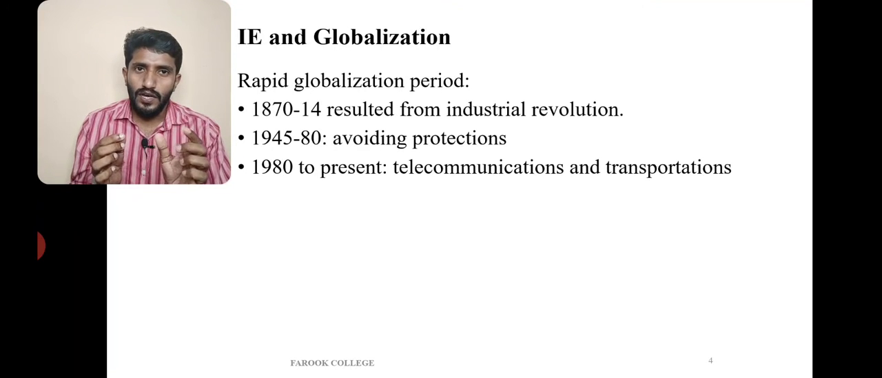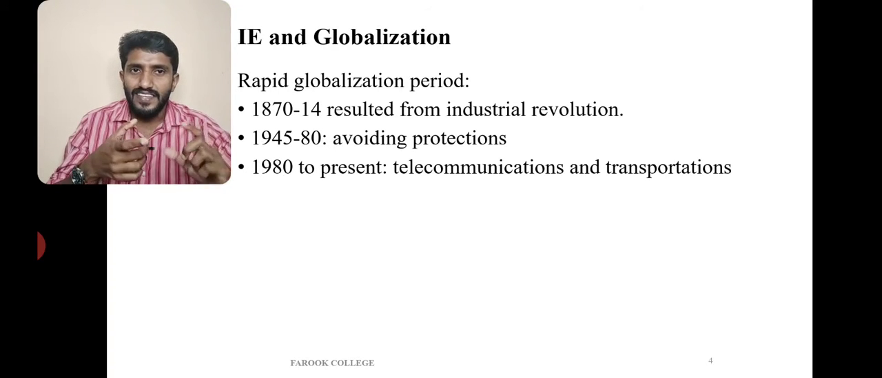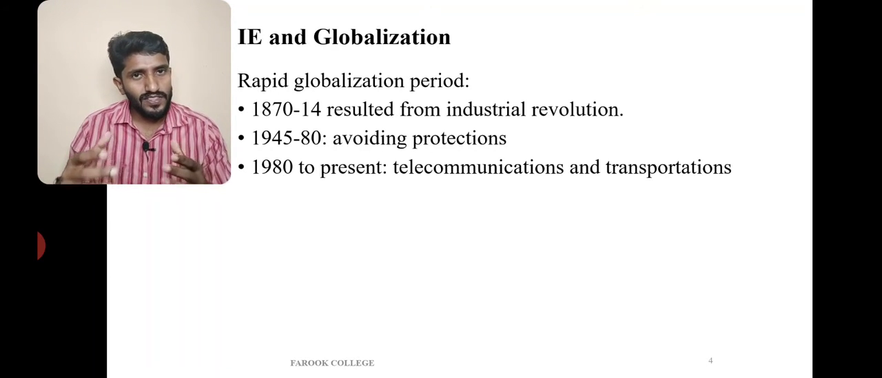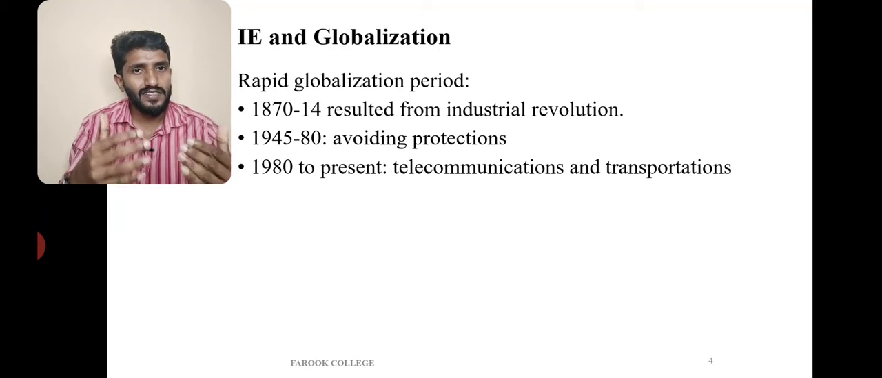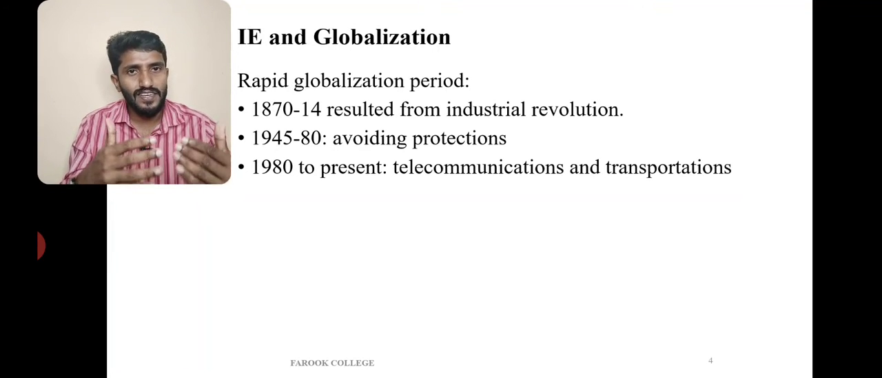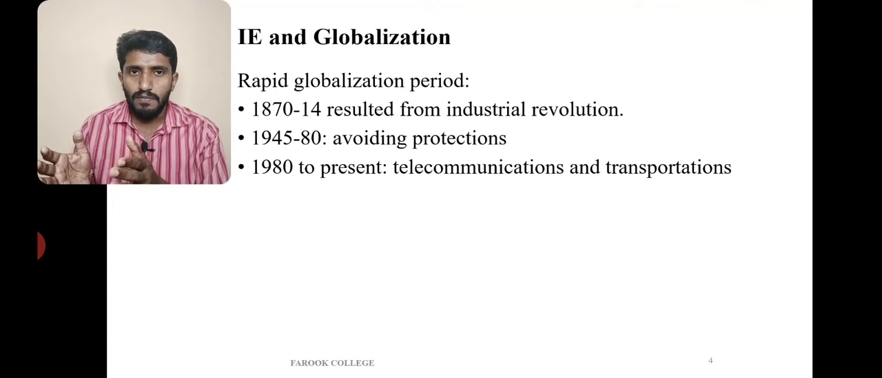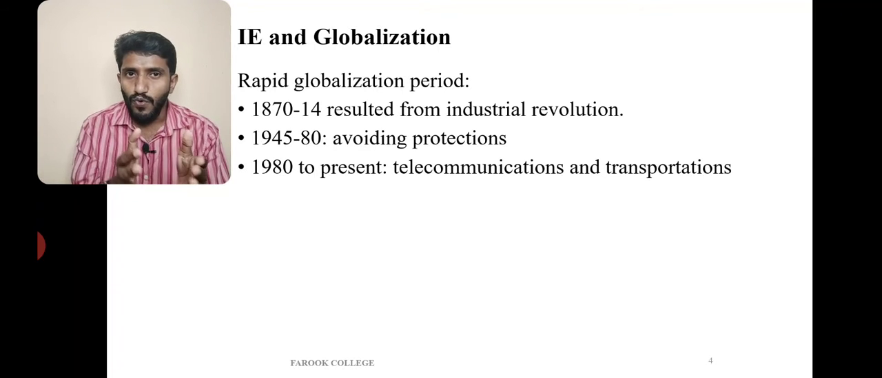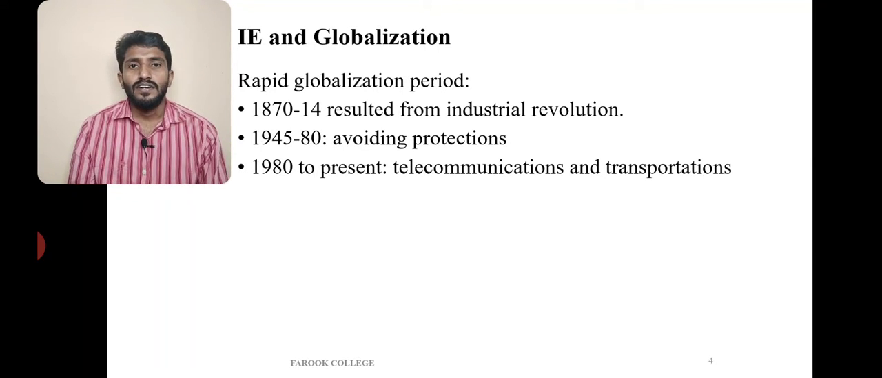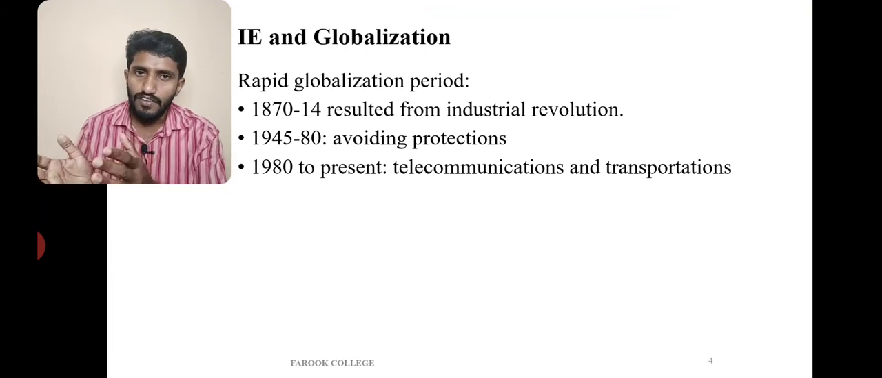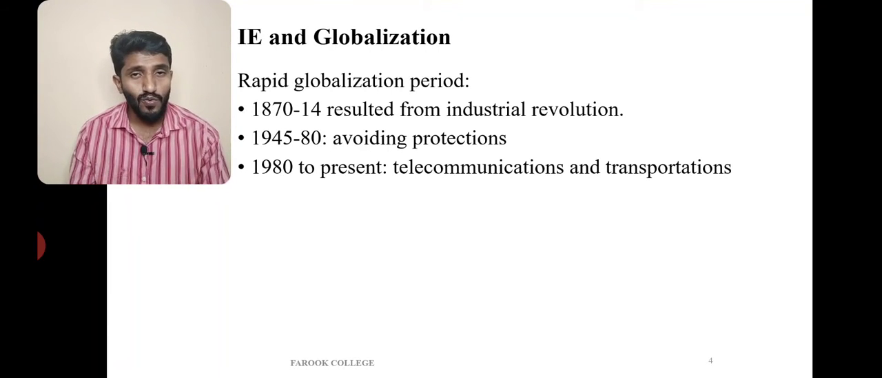Okay, so there was not that much connection, or economic transactions, between the countries during this period. But again, the rapid globalization period came in 1945. It was the second period. In this period, the nations started avoiding most of the trade barriers, like tariff and non-tariff barriers. They started avoiding them. But we will talk about what tariff and non-tariff barriers are.